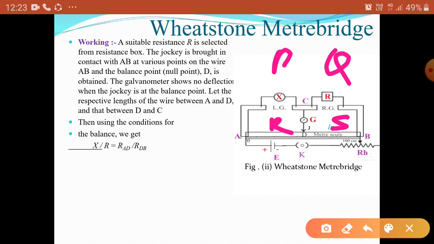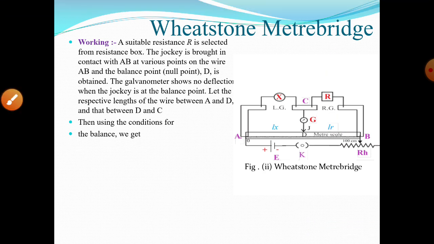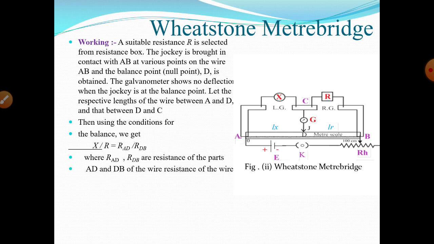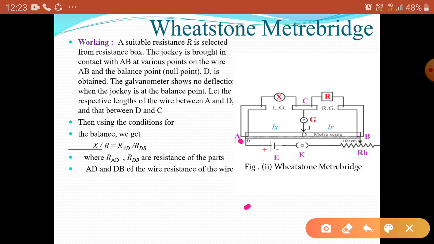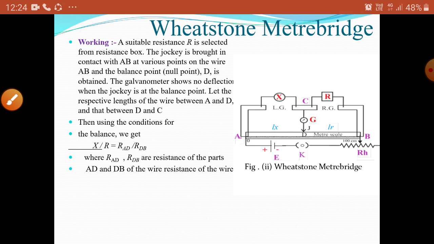We get X upon R. See here, we can write X upon R is equal to R_AD upon R_DB, where R_AD and R_DB are the resistances of the parts AD and DB. See here, this one is the AD and this one is the DB. This is the resistance R_AD along this loop and R_DB for this wire.